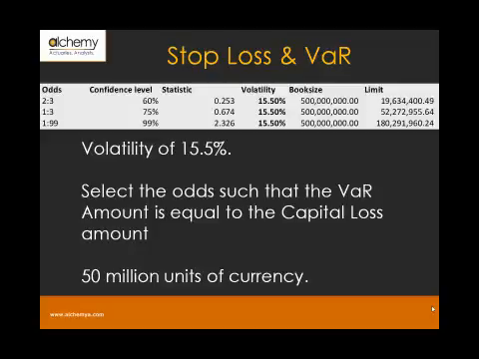Now, what I'm looking for is I want to set my VAR limit using a confidence level in such a fashion that the VAR limit is approximately the same as my stop loss limit. So in this case, if you look at the extreme right corner, you see the column called limit. Within that column, you see three numbers, 19, 52, and 180. If you look at the extreme left, you see a column called odds. You see 2:3, 1:3, and 1:99.